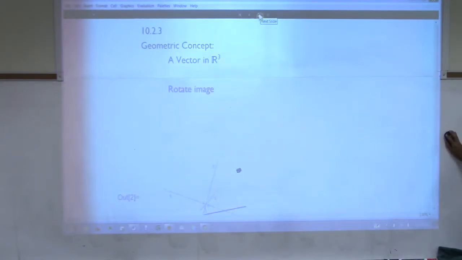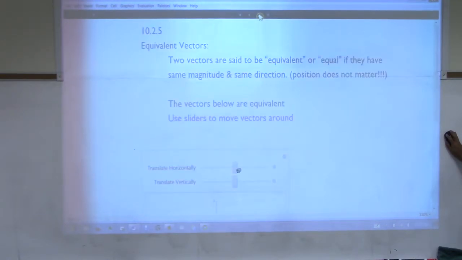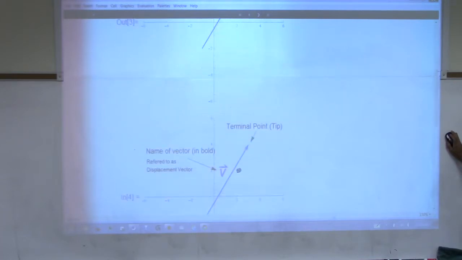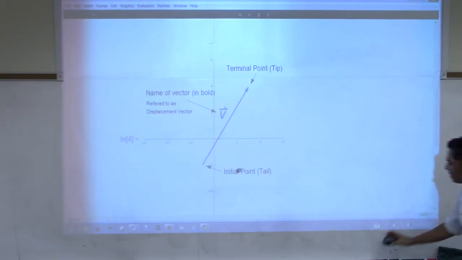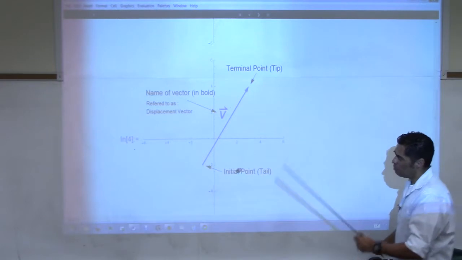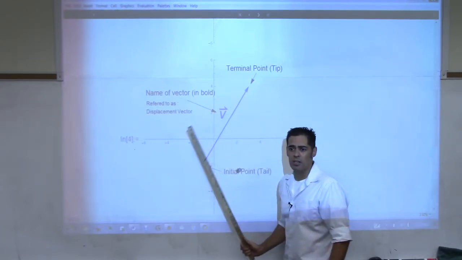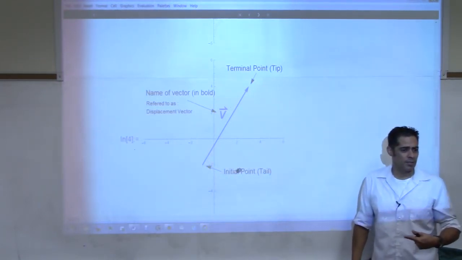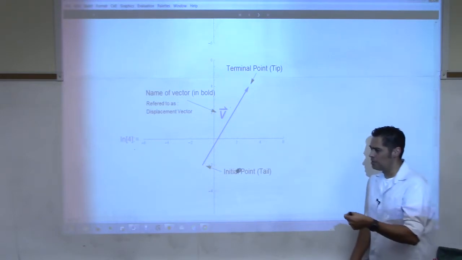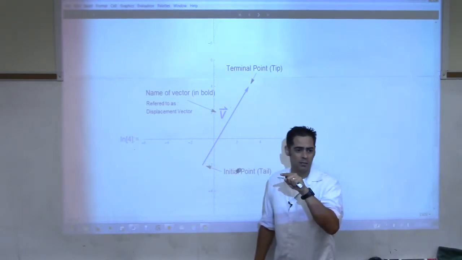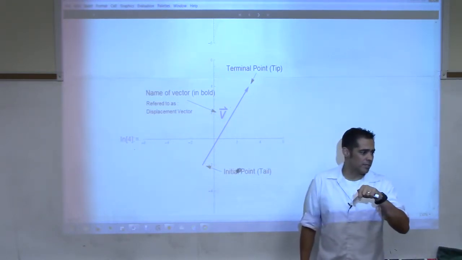Vectors in four-dimensional space? Sure, you can have that. We can't visualize it, but they exist. Okay, so some language when it comes to vectors. So when it comes to vectors, we use a special notation to let people know we're talking about vectors. In most textbooks, they use a bold letter, like a bold V for vectors.